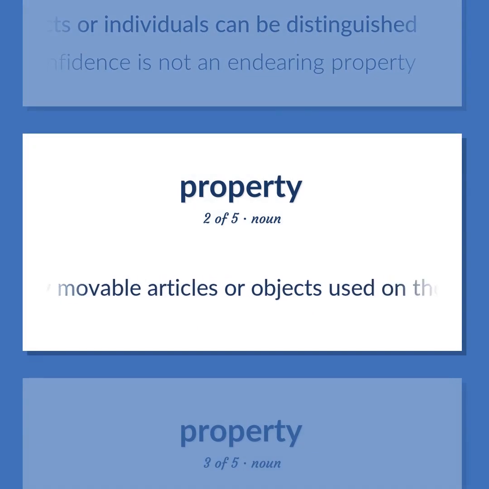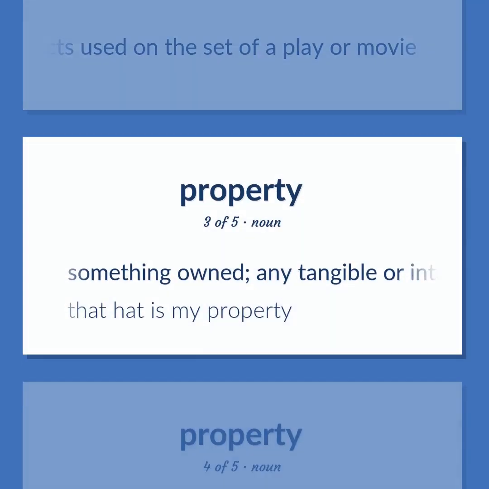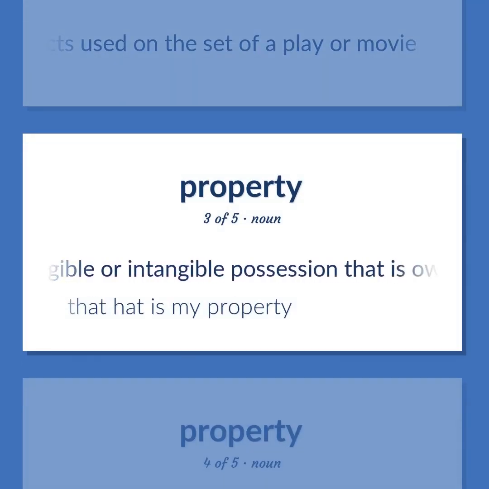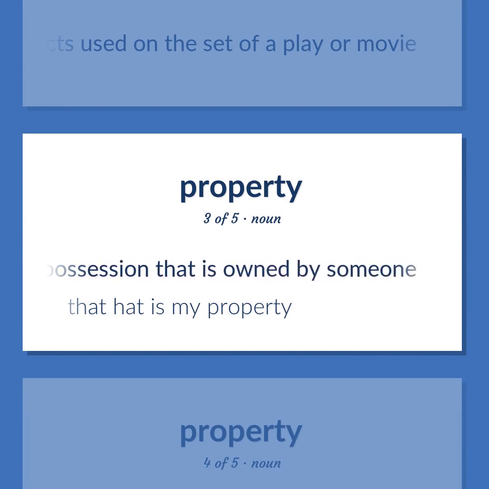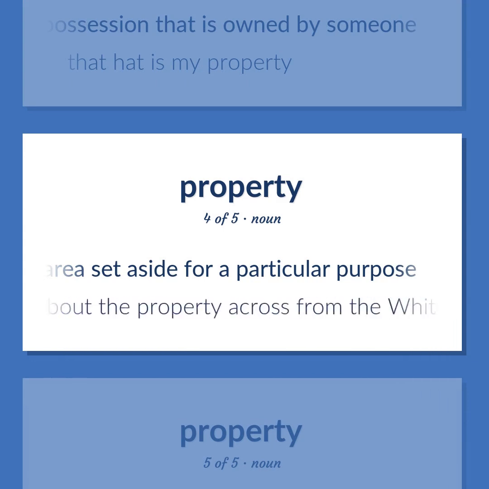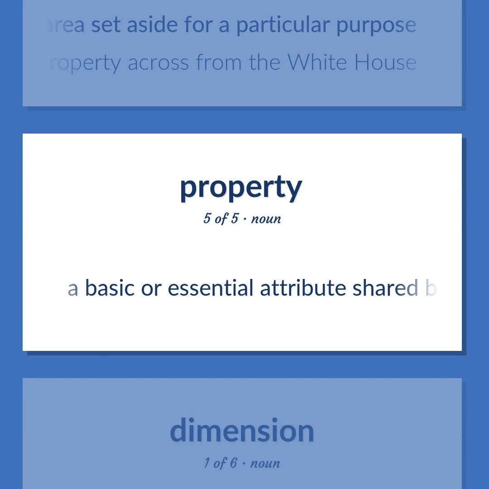Any movable articles or objects used on the set of a play or movie. Something owned. Any tangible or intangible possession that is owned by someone. That had as my property. Any area set aside for a particular purpose. The president was concerned about the property across from the White House. A basic or essential attribute shared by all members of a class.